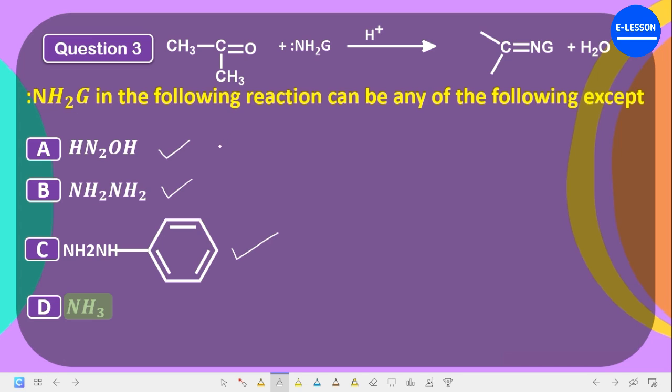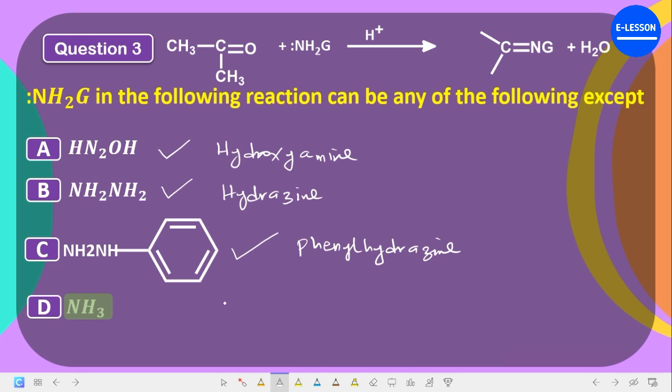This is hydroxylamine, and this is hydrazine, and this is phenyl hydrazine. In case you don't know, this is ammonia. So this can be any of the following aside from ammonia. It can be phenyl hydrazine to form phenyl hydrazone as a product, it can be hydrazine to form hydrazone, and it can be hydroxylamine to form what? Oxime, as the product. Maybe you should check it out in your textbook.